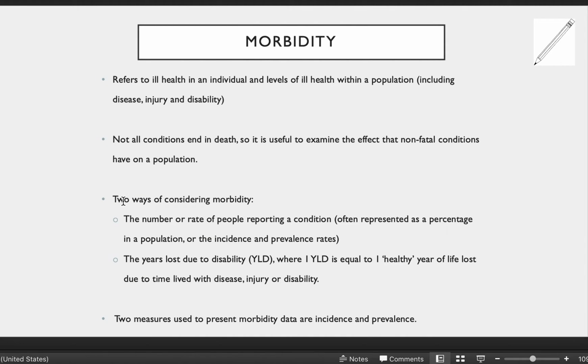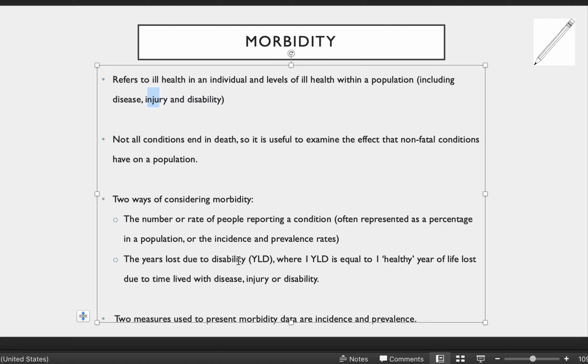What we want to do here is look at the two different ways to look at it. We can actually just look at the number of people who do report a condition, which would take into consideration all those small conditions as well, and also the years lost due to disability. So similar to years of life lost, but this is years lost due to disability. So that disability, that disease, that injury that has caused maybe a premature death, that is a number that I think is more important when looking at the overall health status.